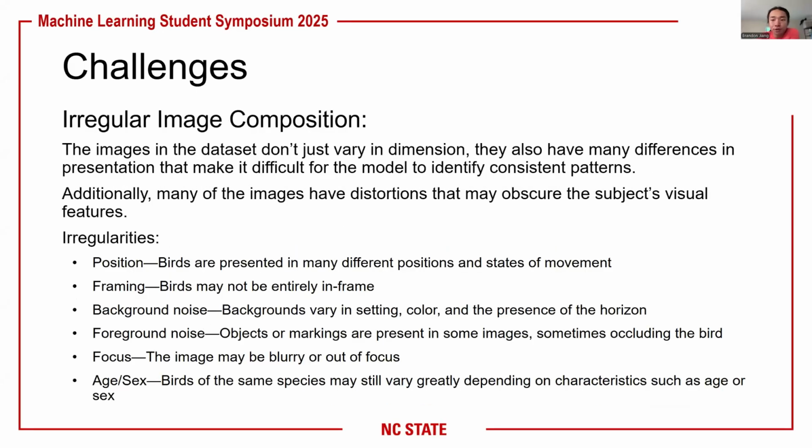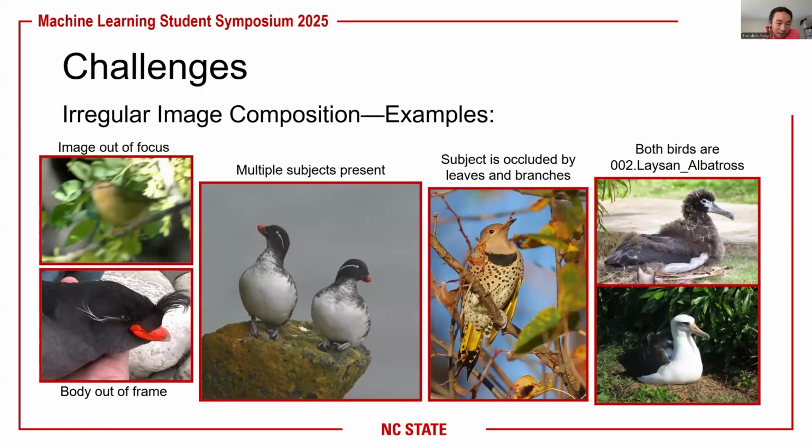Other challenges we faced with our dataset was the quality and consistency of our dataset. The picture may be blurry, the full bird may not be in frame, or there's visual noise that obstructs the bird. On the next slide, we'll see a couple of examples. On the left, we can see birds out of focus, not in frame, multiple subjects, or things obstructing the bird. On the far right, we can see even within the same species, birds can look quite different at different stages in their lives.